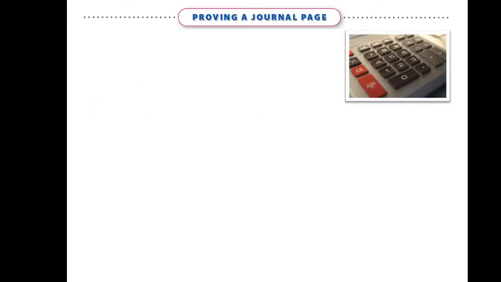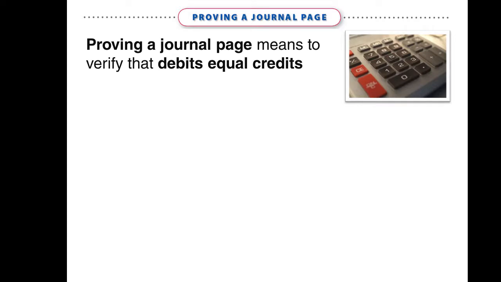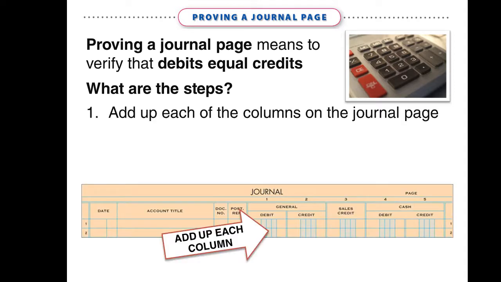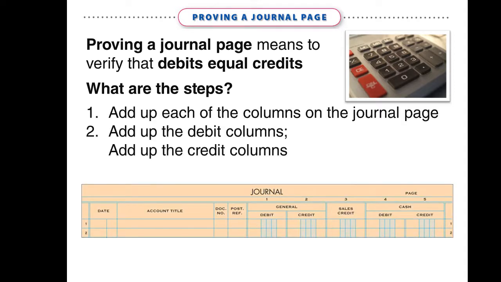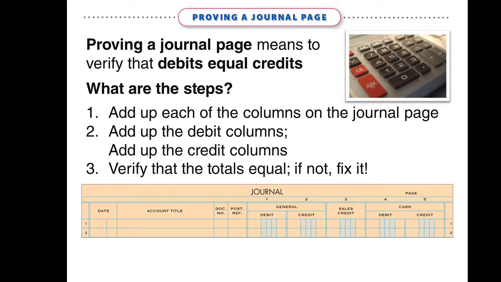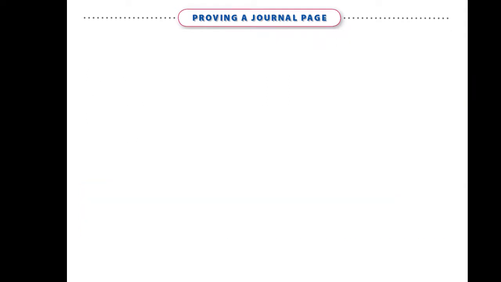Proving a journal page ensures that debits equal credits. What are the steps? There are 3. You add up each column on the journal page, then you add together the debit columns and the credit columns. Lastly, you verify they are equal.